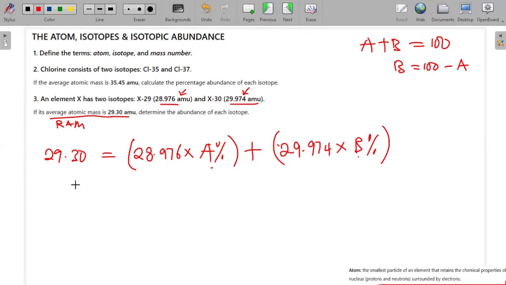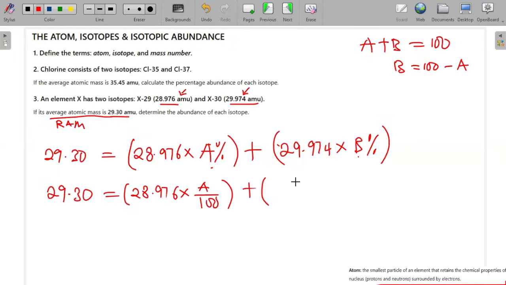So now here, let's replace these things. So it will be 29.30 is equal to 28.976 multiplied by, this one here is a percent, so I'll write it as A over 100, plus this one is 29.974 multiplied by, this one is a percent, so I'll write it as B over 100. So if you want, you can replace this B here with 100 minus A just from here, and then you solve. But if you want, you can replace it later.